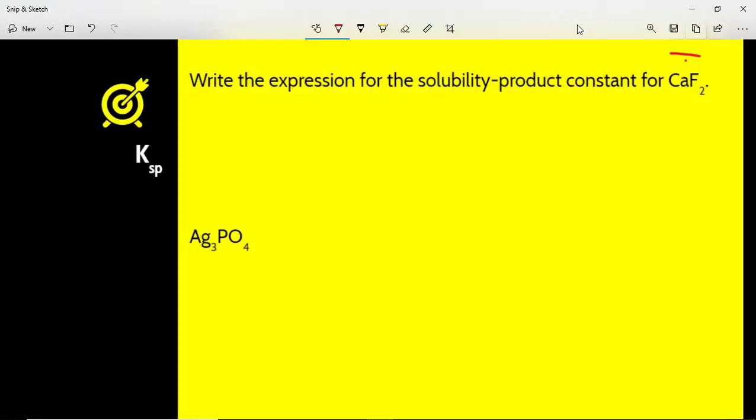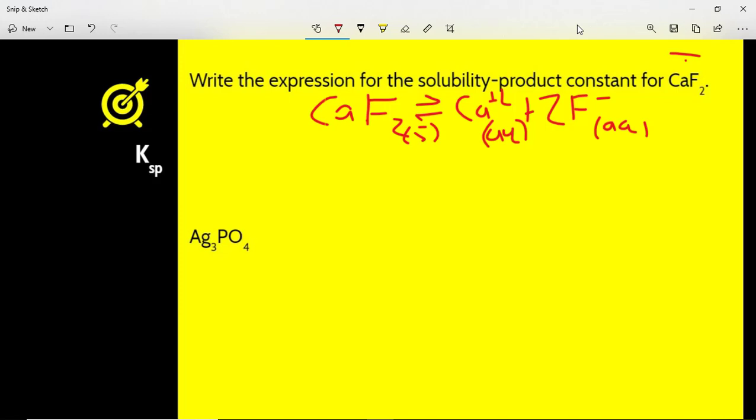So the first question here asks to write the equilibrium expression for the solubility product constant of CaF2. Well, if we look at how it breaks down, we have CaF2. It's going to break down into Ca 2+ ions and 2 F minus ions. Okay, so again, stuff that you learned from previous chemistry classes. This is a solid here. Remember, we only include aqueous things. We don't include solids or liquids. We include aqueous things and gases.